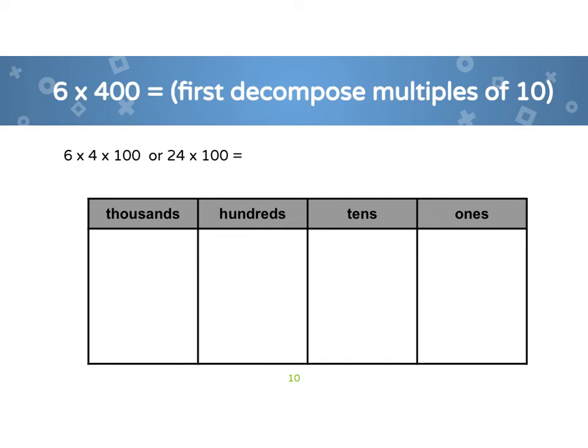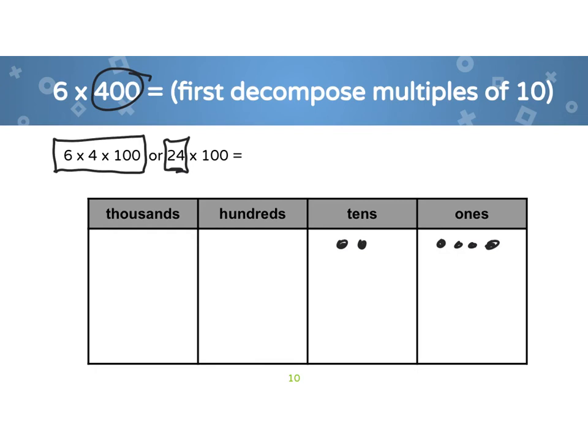Okay, here we're going to decompose multiples of 10. So I have 6 times 400, but I want to take this 400 and decompose it into a multiple of 10. So if you look down here, I've done this first. I have 6 times 4 times 100, or 24, because 6 times 4 is 24, times 100. So let's put 24 in our place value chart, and then let's multiply by 100, which would be across one line, two lines, because 10 times 10 equals 100.